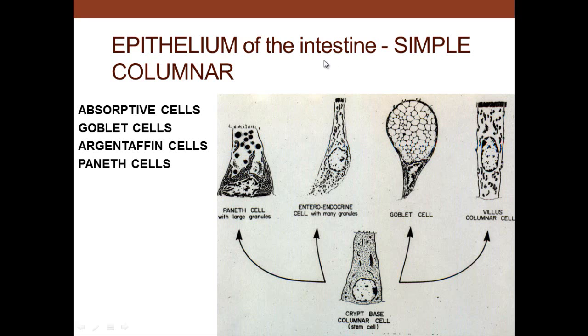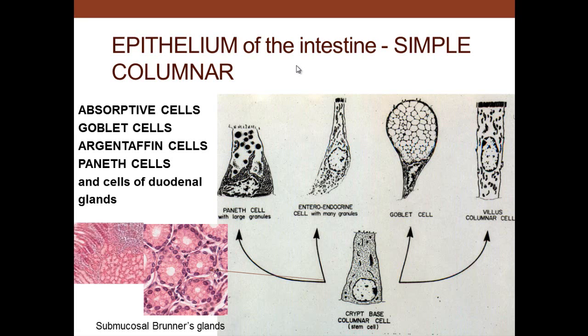There's also in the intestine, especially in the small intestine, in the intestinal glands or the crypts of Lieberkühn at the very bottom, you will see these Paneth cells. And the Paneth cells are involved in protecting the epithelium from bacterial invasion. Also, the duodenal glands, the glands of Brunner, also come from the same pluripotent cell.